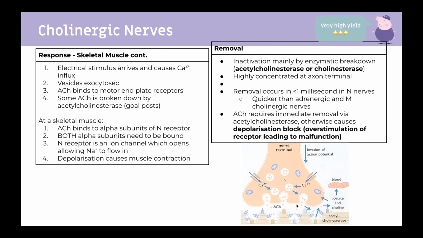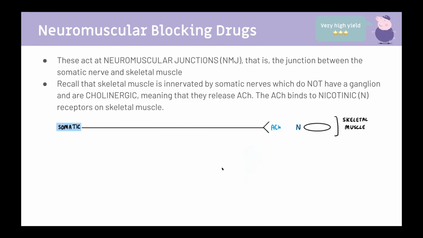And if you repeatedly trigger those nicotinic receptors on your skeletal muscle, it can actually cause what's called a depolarization block, which means you've overstimulated those nicotinic receptors so much that they stop working for a bit. That's going to cause muscle paralysis, etc., if those nicotinic receptors stop working. So that's why you need to make sure the acetylcholine is broken down really quickly, because otherwise it's going to cause a depolarization block.